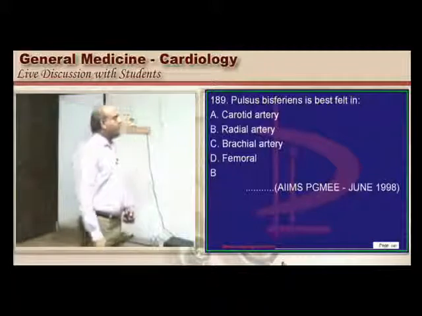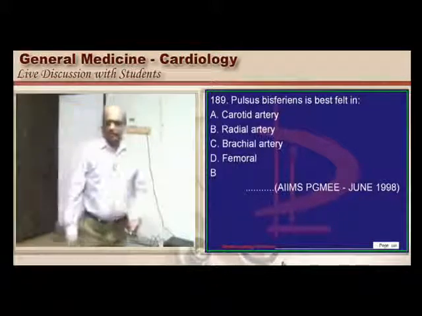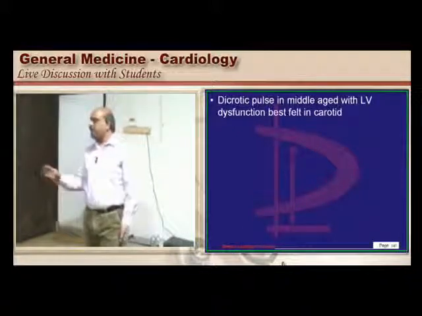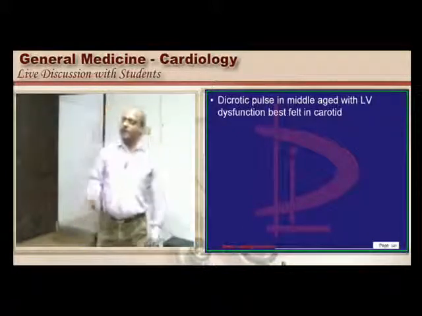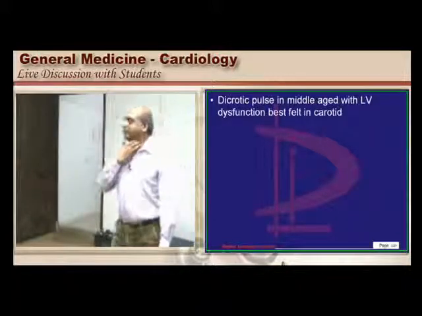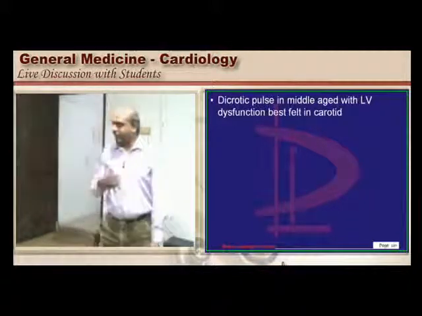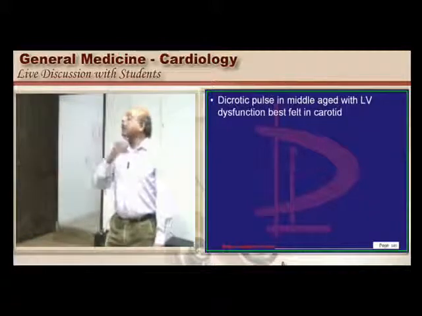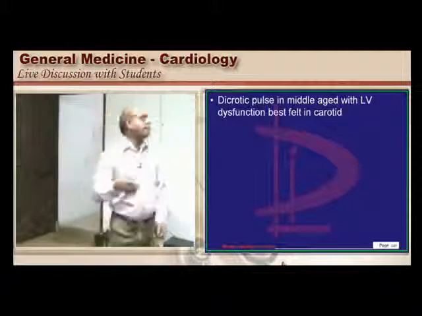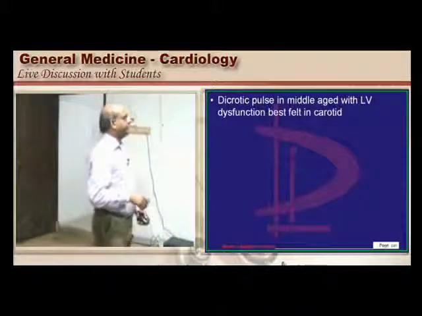Then pulsus bisferiens, if you want to check it, the peripheral arteries, especially the radial artery, is the best place for you to check, radial and brachial. Can you tell me which pulse is better observed by checking the carotid? Anacrotic pulse. If somebody has LV dysfunction, he will have anacrotic pulse, which is better felt in the carotid, is what you need to fundamentally understand.